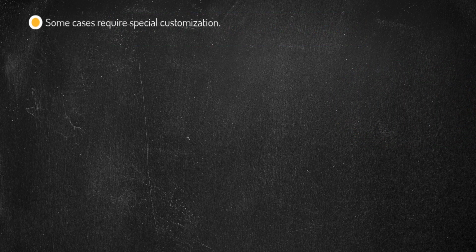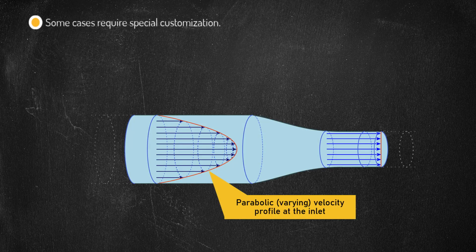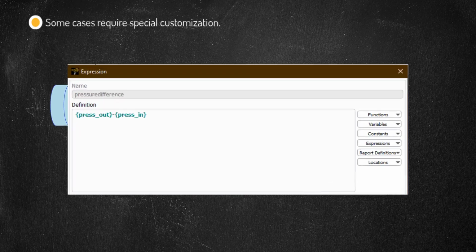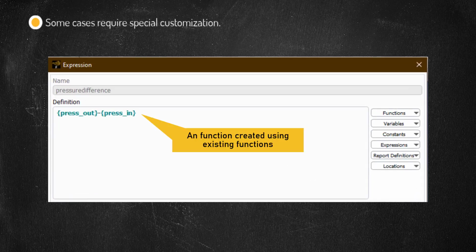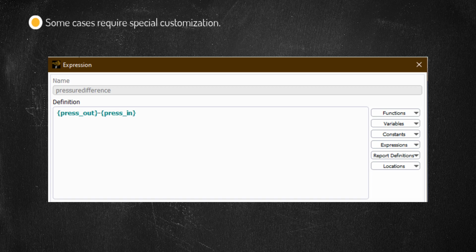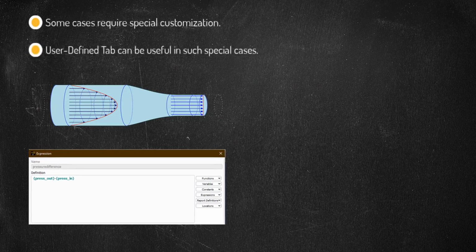For example, a user may want to impose a spatially varying velocity profile at the inlet boundary, or create a special function that is a combination of the existing functions for the purpose of post-processing. For such cases, the user-defined tab can be used to define the appropriate functions.